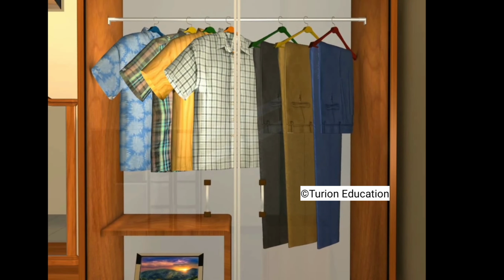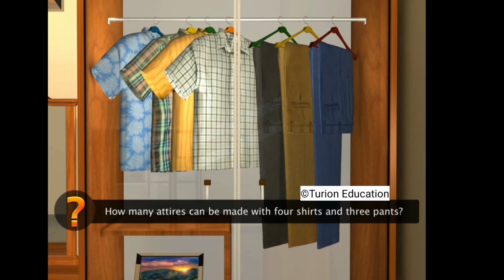Suppose a person has 4 shirts and 3 pants. How many attires can he make out of it? Is it 3, 4, 7, or 12?